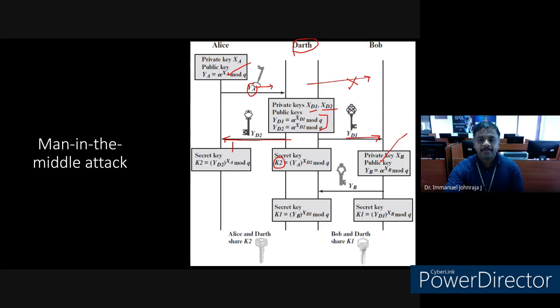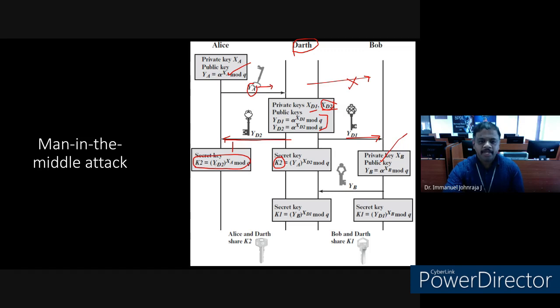One is K2. K2 is calculated by YA, his public key, power XD2, his own private key that he has chosen. YA power XD2 mod Q gives him the key called K2. Who else has got K2? YD2, which means Alice also has K2. You can easily prove that these two are the same.